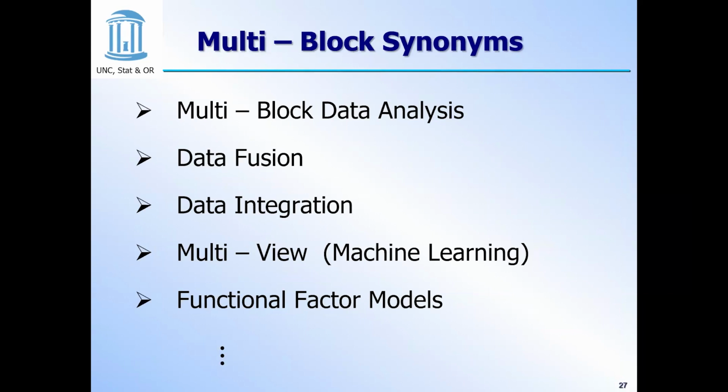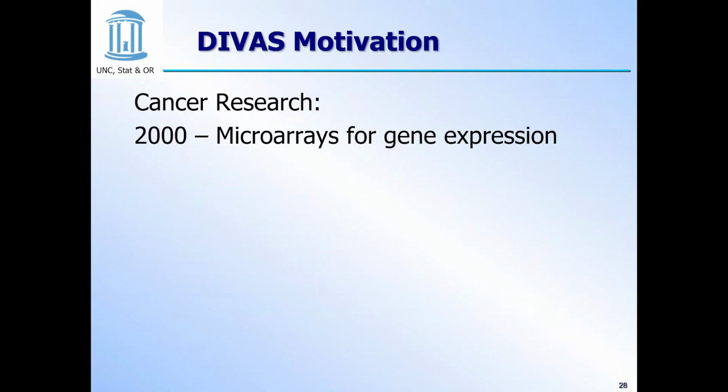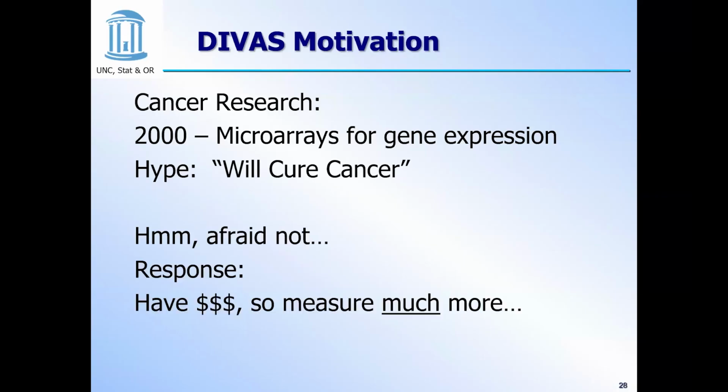And other people will talk about functional factor models. Okay, well, for me, I'm a person who does things based on motivation. My motivation for DIVAS is cancer research. Cancer is a disease I take personally, so I engage in quite a lot of that. When I started working with these guys in cancer, it was all about microarrays for gene expression. Microarrays are a very powerful technology where you measure the activity of every gene in the tissue sample. And there were over-advertisers at that time. You hear a lot about AI and how wonderful it's all going to be. Well, the over-advertisers in 2000 were saying, oh, this technology is so powerful, we're surely going to cure cancer. Well, of course, that really hasn't happened.